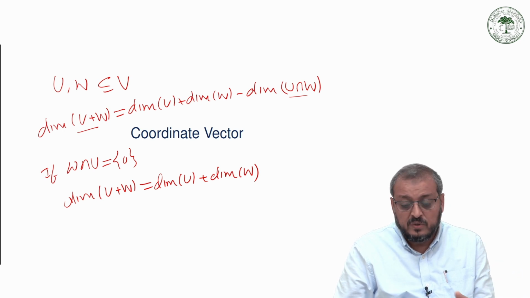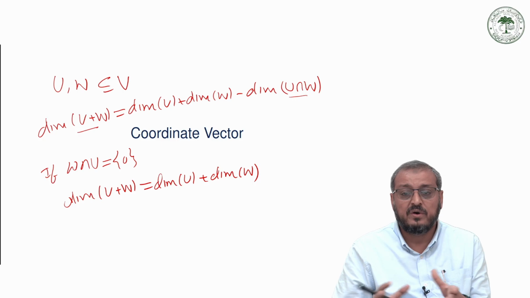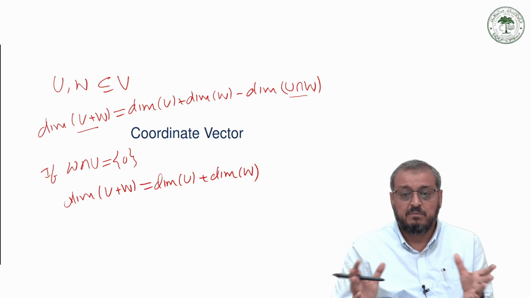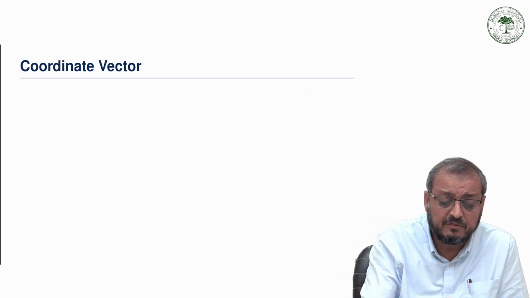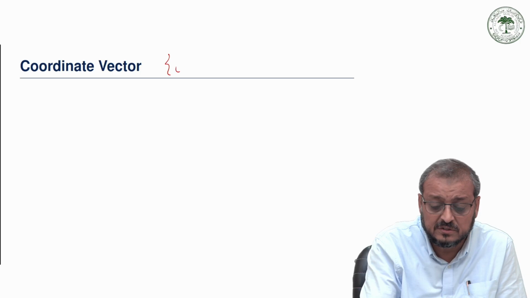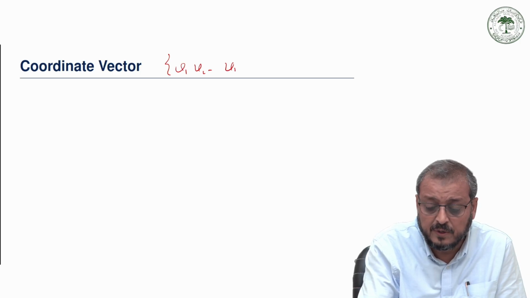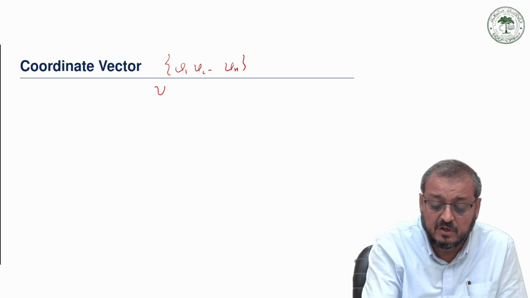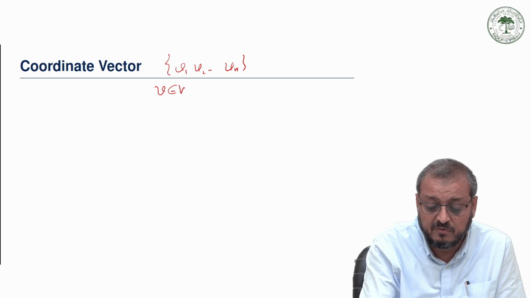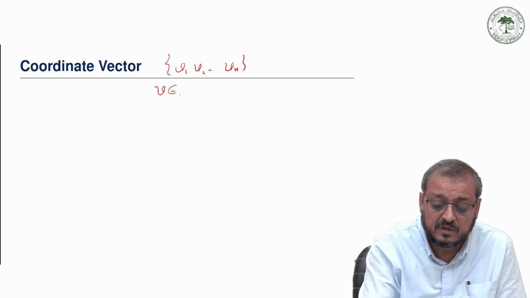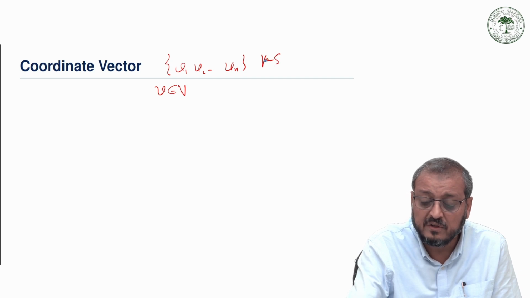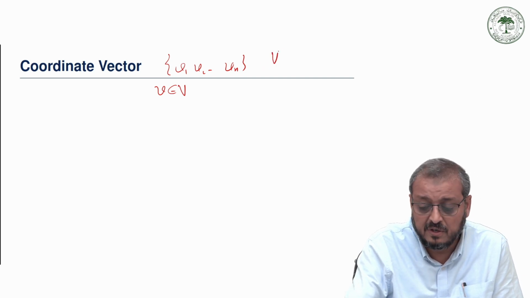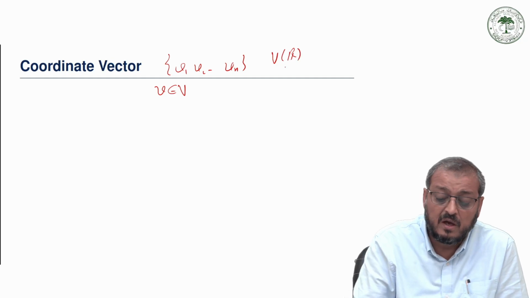So today's class we discuss the coordinate vector and coordinate matrix of a vector space. Coordinate vector means we have a set of vectors v1, v2 up to vn. Suppose V is a vector space over a field of real numbers, or whatever field we have.